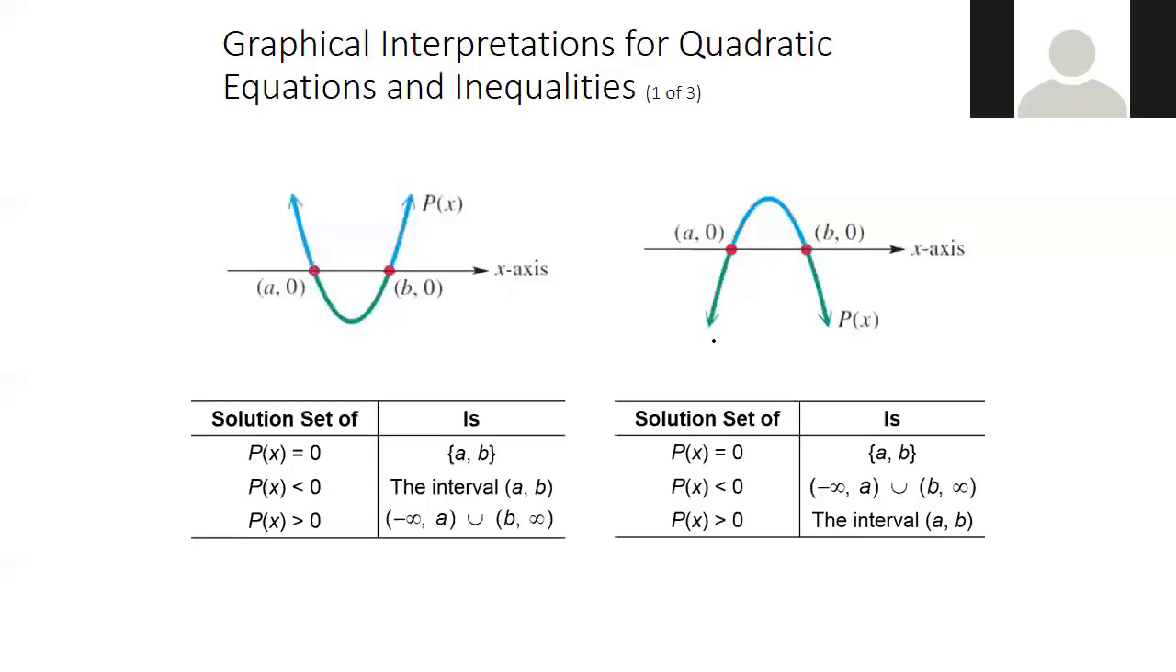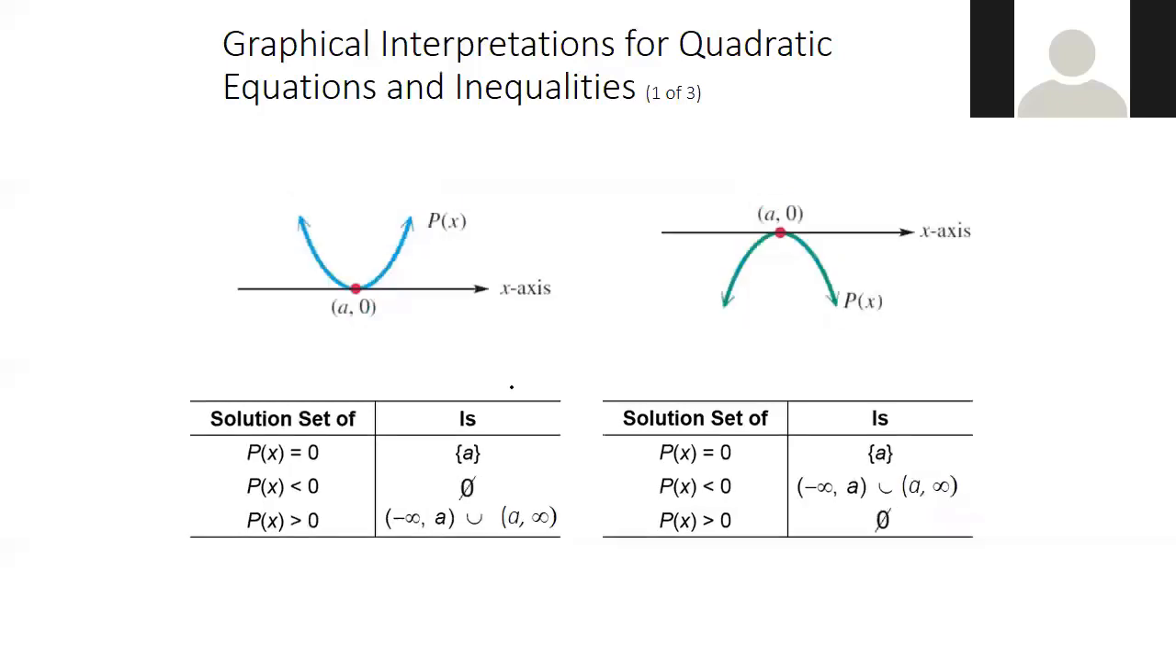Similarly, if the parabola opens downward and P of x is equal to 0, the solutions would be a and b. If P of x is less than 0, then the solutions would be all the numbers from negative infinity to this point, the green part, and all the numbers from this point b to positive infinity. If it's greater than 0, this would be the portion that is larger than 0, so it would be all the numbers between a and b. So we can look at the graph to confirm all those results also.